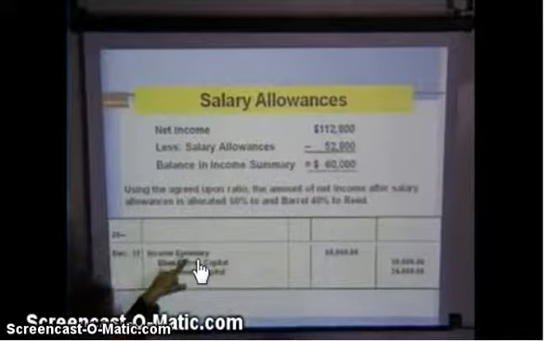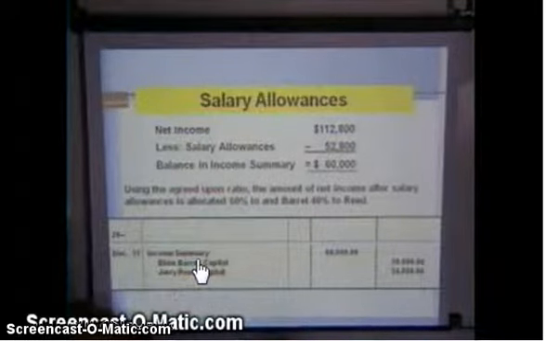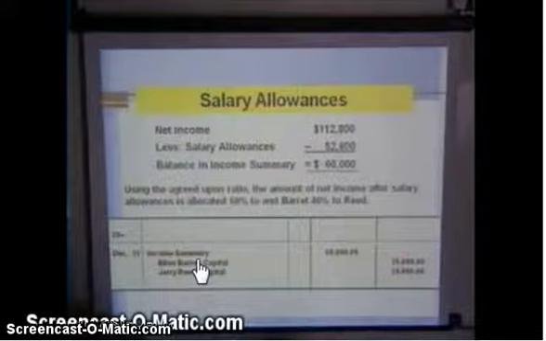Their net income is then taken out of the income summary and put in their account according to their ratio. So you take out the part that they've agreed on first, put it in their capital account, then what's left, you divide up according to their agreement. So there's just two steps in getting the money into their capital account. First, their salary allowance goes in, and then they divvy up the rest.